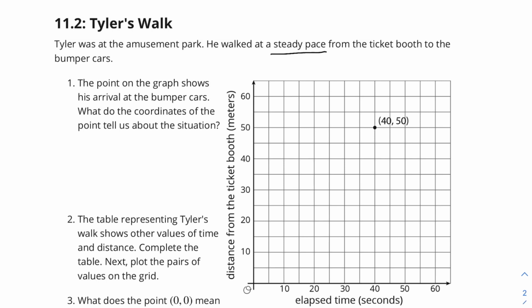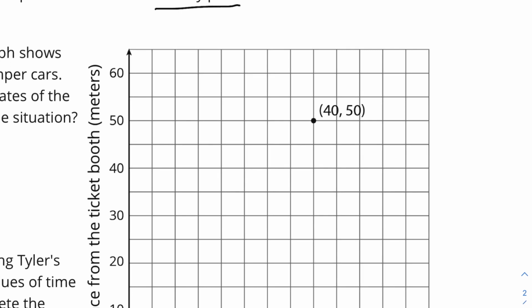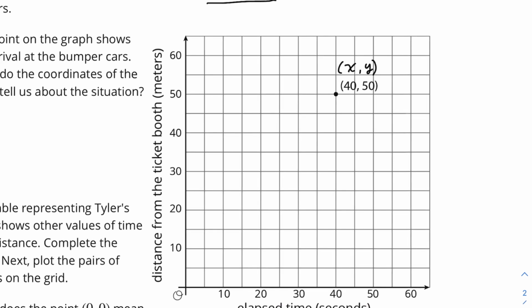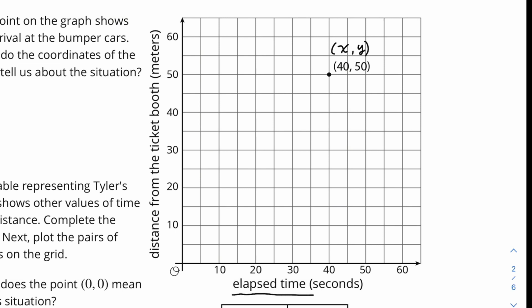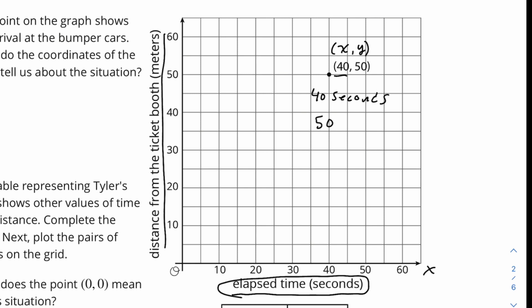So we only have one point on a graph. Remember, when we look at a point, we can think of that as a set of x and y values. So our x value is 40 and the y value is 50. In order to define this, I have to think, what is the title of the graph? We have elapsed time on my x-axis down here. So it took 40 seconds to do what? That will be interpreted by our y portion here. It's the distance from the ticket booth. So he was walking at a steady pace from the ticket booth. We know it took him 40 seconds to go 50 meters.